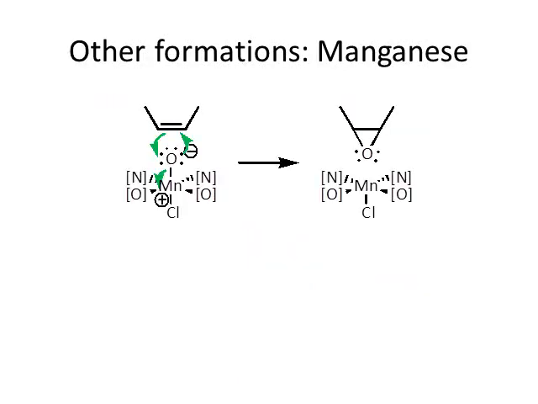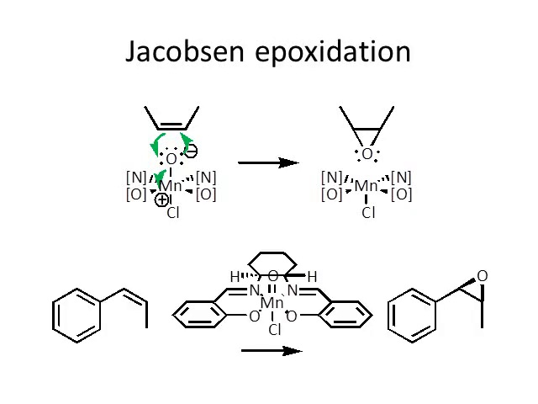Another way of making epoxides is with manganese. And there are manganese complexes that will make epoxides. They're essentially oxygen atom sources. Well, Jacobsen developed a chiral epoxidation catalyst, where he made kind of a chiral piece that sits around the manganese that then leads to a specific stereoselective production of epoxides.